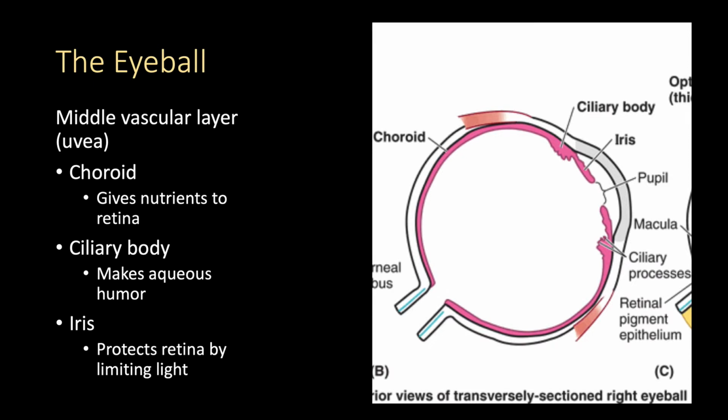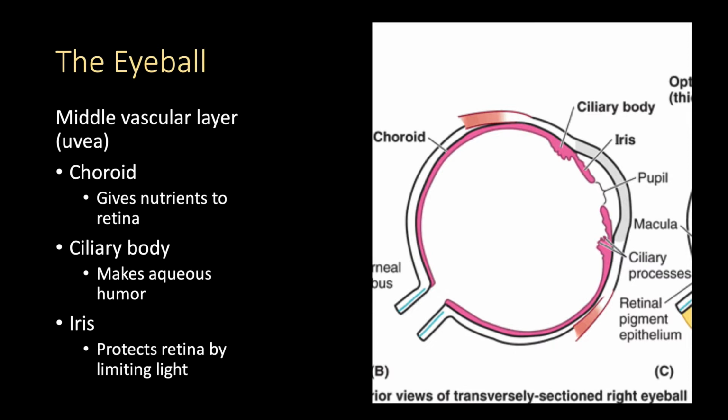Next is the middle or vascular layer, made up by the choroid, ciliary body, and iris, which is largely charged with nourishing and protecting the rest of the eyeball. The largest component is the choroid, which lies just inside the sclera and is jammed full of blood vessels.